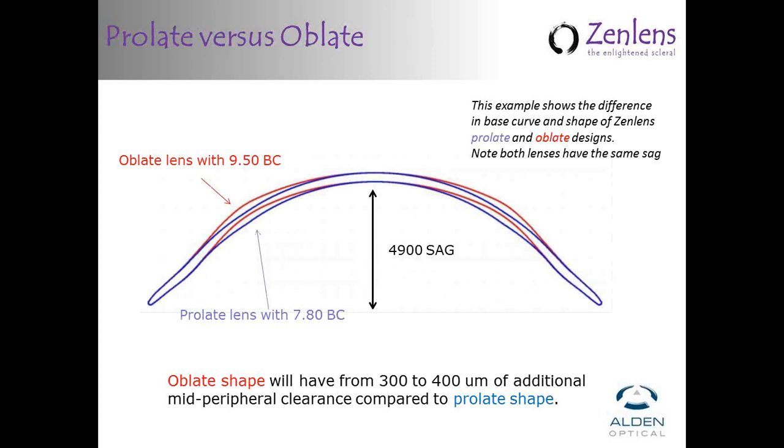Here is a little schematic showing the difference between the prolate and the oblate series. The 2 different lenses have the same sagittal depth of 4900. In the prolate series, that lens stays more closely aligned to the corneal shape in the mid-periphery, whereas the oblate lens has additional clearance in the mid-periphery. The value there, of course, is not only in corneas that are flat centrally, but also corneas that may have an elevation toward the periphery, where you want to create more space near the limbus for vaulting over those peripheral elevated areas.